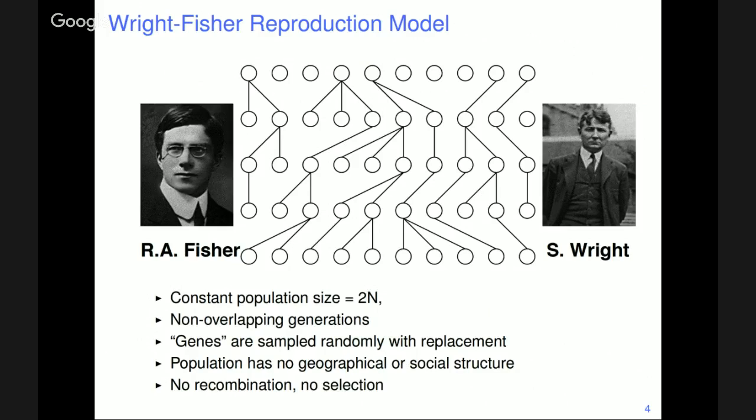So in the Wright-Fisher model, we just assume a constant population size, non-overlapping generations, and we're imagining just doing sampling with replacement in order to produce offspring of individuals from a previous generation. So in this figure, rows represent generations, and the number of circles is twice your population size, in some notation. And each time you have a line between two subsequent generations, that means that that individual produced an offspring that carried on to the subsequent generation. It's a very simple model. We assume no geographical structure, no recombination, no selection, well-mixed population, all of that.